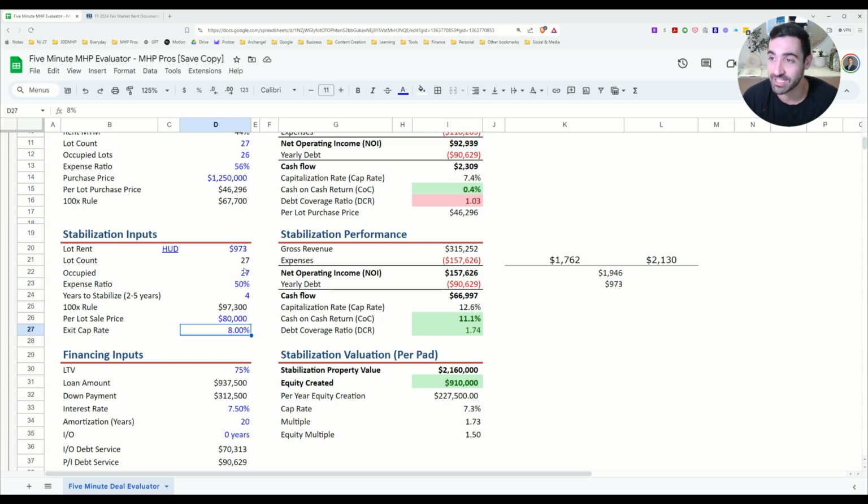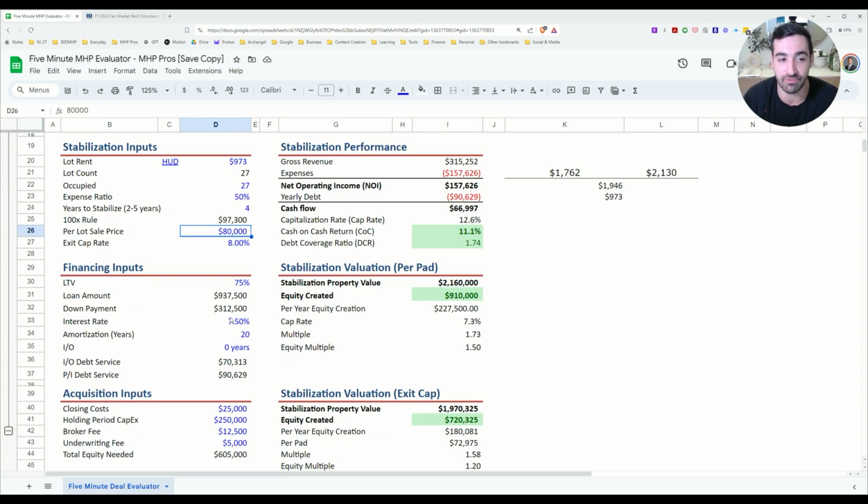If you want to learn more about exit cap rates and how they're determined, what they mean, what levers affect them, etc., then I encourage you to take our course, which dives into these more complex finance concepts. However, for now, let's really just take the per lot sales price, and using that will determine what we think the stabilized value of this park is.